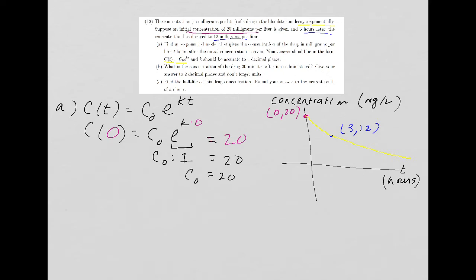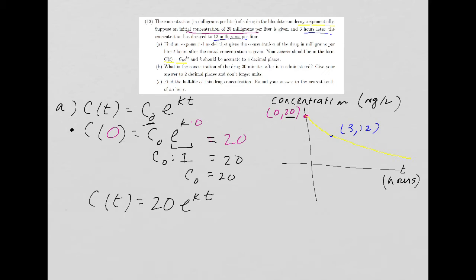Now, a shortcut, if you don't want to do this, is that the C sub 0 value is always just the y-coordinate of your y-intercept, or the initial amount. But what I've done with this bullet point will always work. You're using that pink point to figure out the value of C sub 0. So what that means now is I know a little more about my specific model. Instead of C sub 0, we can just put the number 20 in, and I have e to the kt.